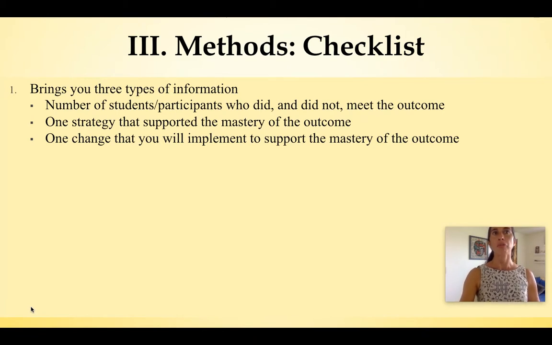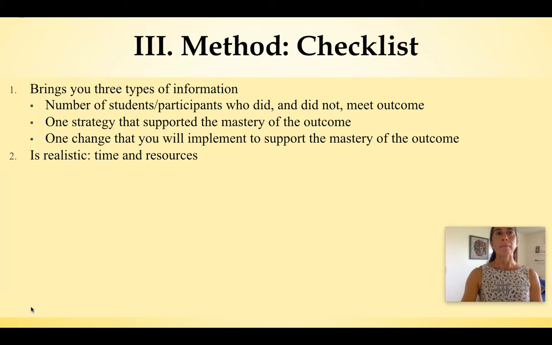You may know from your own observation, by asking your participants or students directly via survey, course evaluation, or just a conversation. And also one change that you will implement to support the mastery of the outcome. You may want to update some of the readings, handouts, the way you explain a task, a quiz that is unclear for most participants, or a survey question that is not bringing you the information that you are seeking.